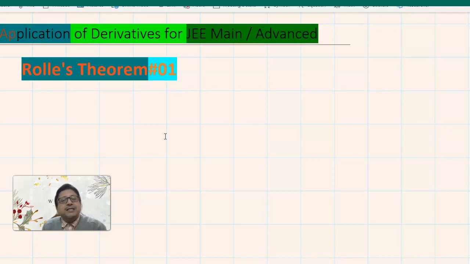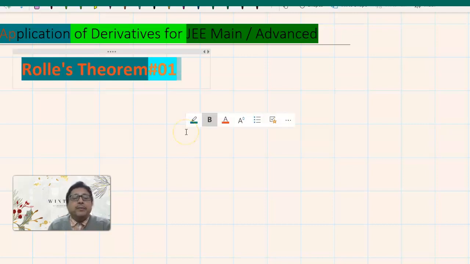Rolle's theorem states something about a function which is continuous in a given interval, which is differentiable in the open interval, and which has the same functional values at 2 points. What do we mean by all this?